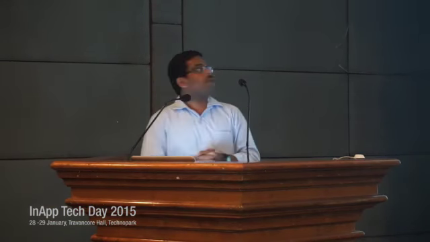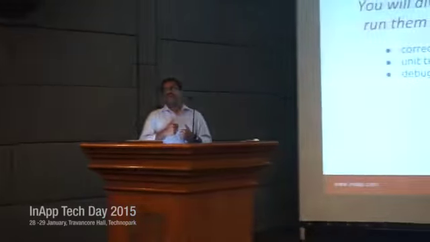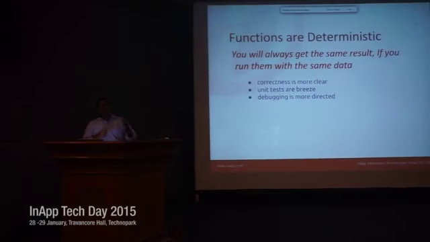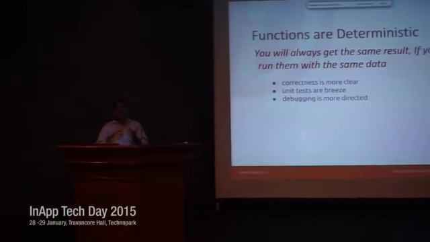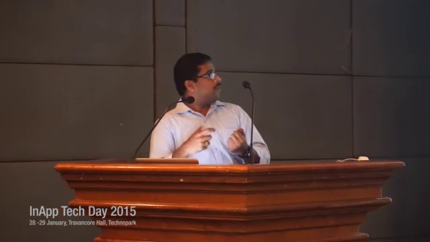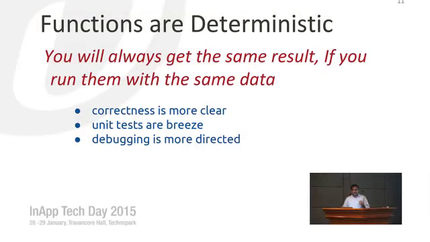Then let us come to the main characteristics of functional programming. First one is that functions are deterministic. What it means is, if you pass the same values to the function, it will always return the same result. Suppose we have a function for adding two numbers. If we pass the same numbers, let us say 2 and 3, it will always return 5. That characteristic is known as deterministic. It is easy for unit testing and debugging.